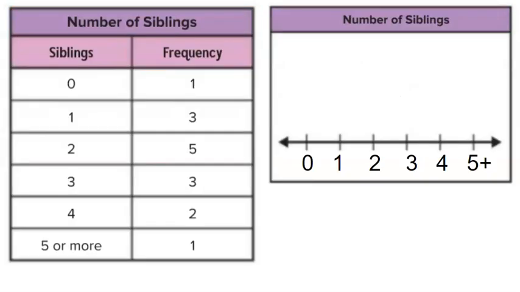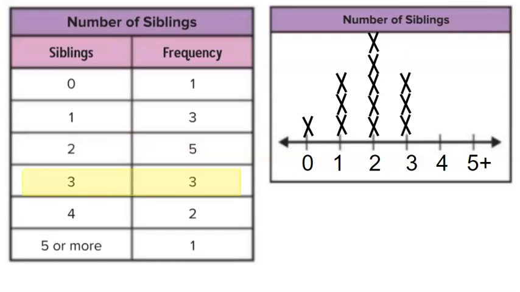This shows us how many siblings different people have. One person has 0 siblings. 3 people have 1 sibling. 5 people have 2 siblings. 3 people have 3 siblings. 2 people have 4 siblings. And 1 person has 5 or more siblings. Notice how the data on our table matches the data on our line plot.